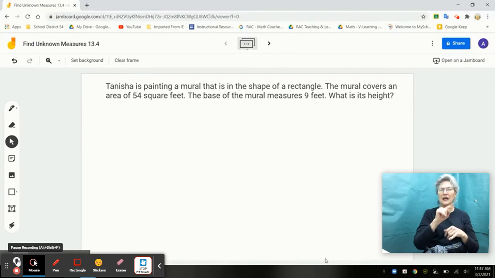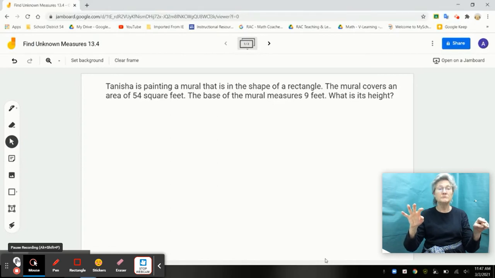Tanisha is painting a mural that is the shape of a rectangle. The mural covers an area of 54 square feet. The base of the mural measures 9 feet. What is the height? Well, what information about the mural do we know? Take a look back at that problem. The area, yep, we have that. That's 54 feet. So we know in this problem, we're going to be looking at area. And the base is 9 feet.